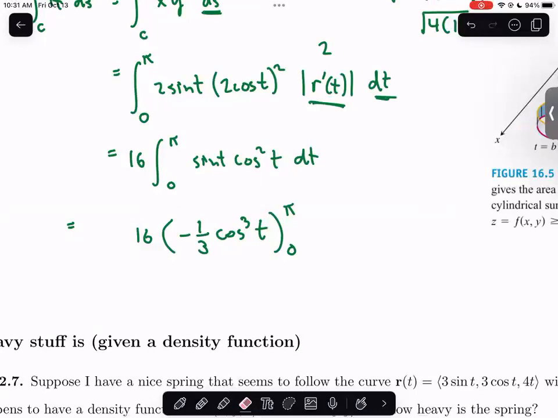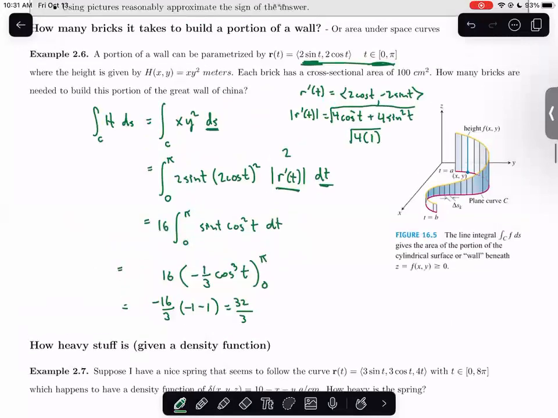All right, and then the last bit here, oops, no longer need the eraser. Negative 16/3. When I plugged in pi for cosine, I would get -1. And if I cube that, that's still -1. And then I need to subtract away if I plugged in 0 into cosine. Cosine of 0 is 1, cube that, and that's still 1. And so this is going to be equal to what, 32/3. Thankfully, it is a positive number. I was a bit concerned with these negatives, right? It'd be kind of alarming if they had to bring a negative amount of bricks.